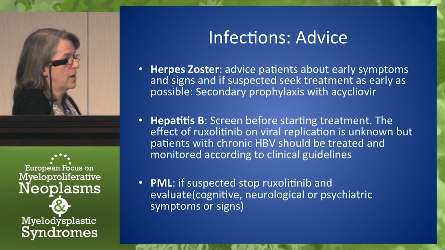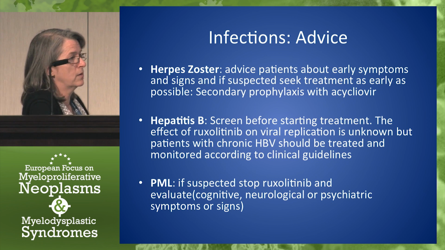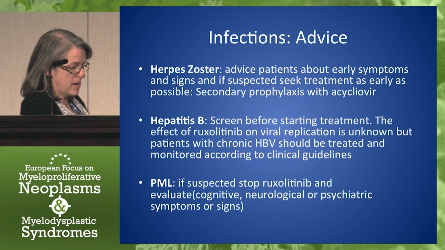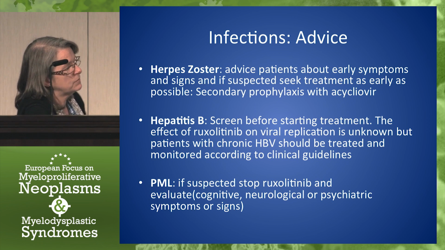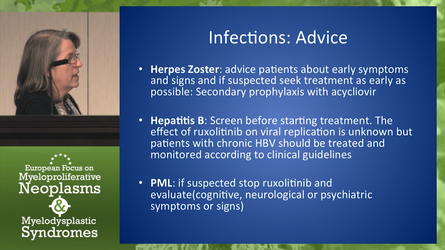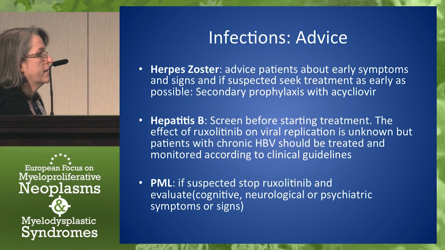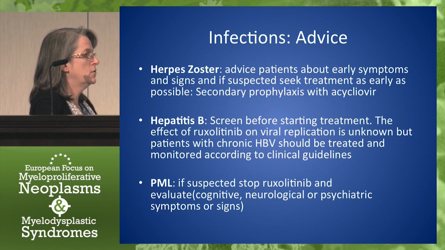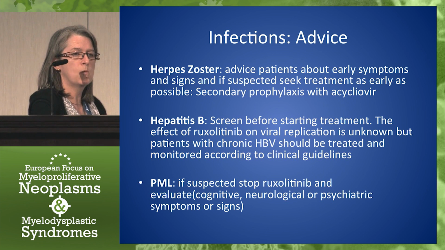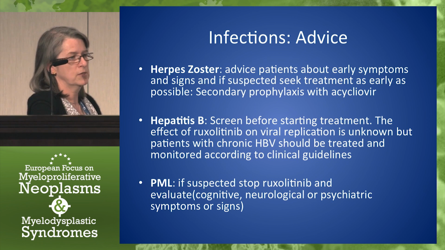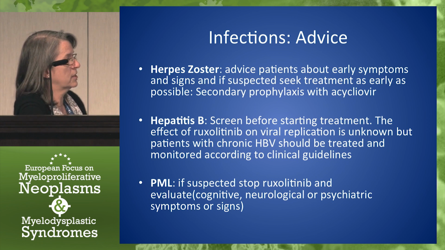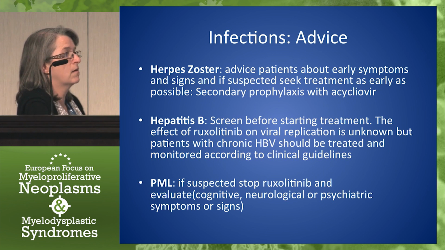And obviously there are some areas where hepatitis B is a much bigger issue than others. And then the progressive multifocal leukoencephalopathy, if suspected, stop the ruxolitinib and evaluate. And that is looking for any cognitive, neurological, or psychiatric symptoms or signs. And the patients may not be aware of this. This is not the sort of thing that a patient may particularly report if they're old and they've just noticed some difference. So I think as clinicians, we need to be alert to this.